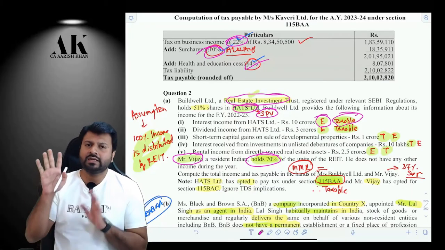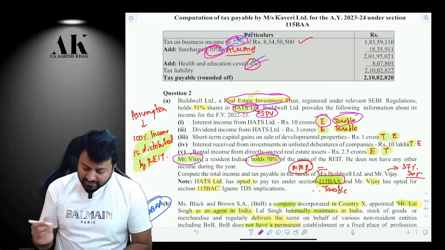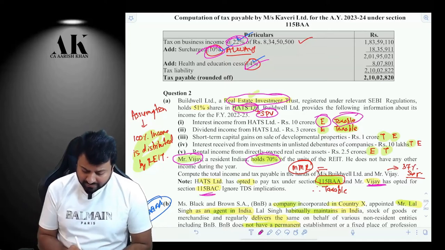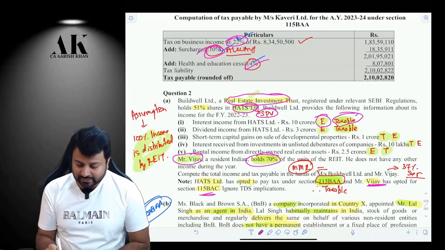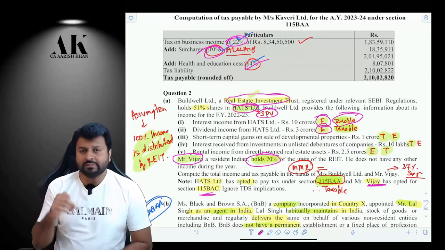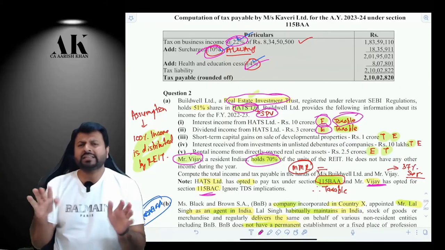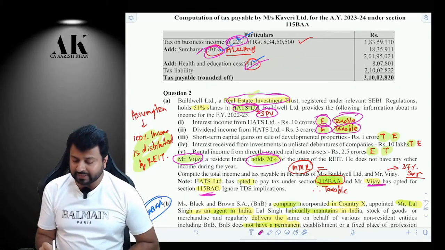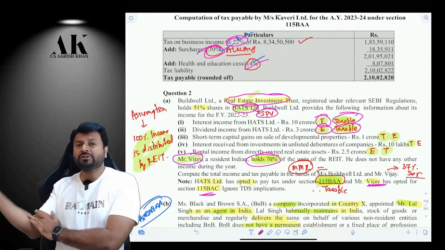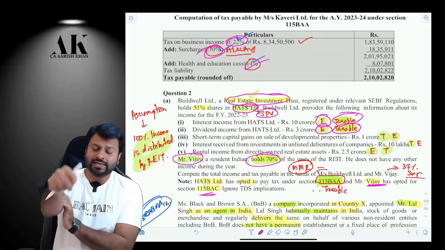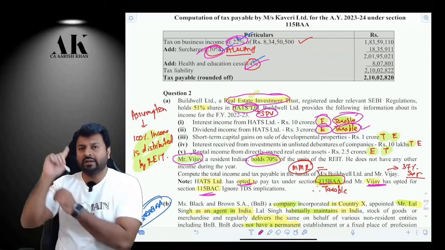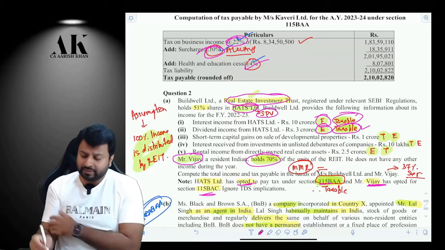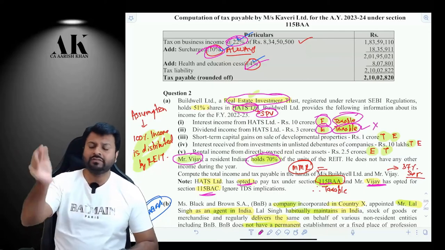How much will be taxable? 70% will be taxable. And Mr. Vijay is also opting for what? 115BAC. So, you have to compute the tax of Mr. Vijay as per 115BAC. Second thing is, you are earning some dividend from SPV. So, it is always exempt in the hands of the REIT, but in the hands of investor, it depends. If the SPV has opted for 115BAA, then it is taxable. Your SPV has opted for 115BAA, that is the reason it is taxable. If SPV would not have opted for 115BAA, then it would have been exempt in the hands of investor also.